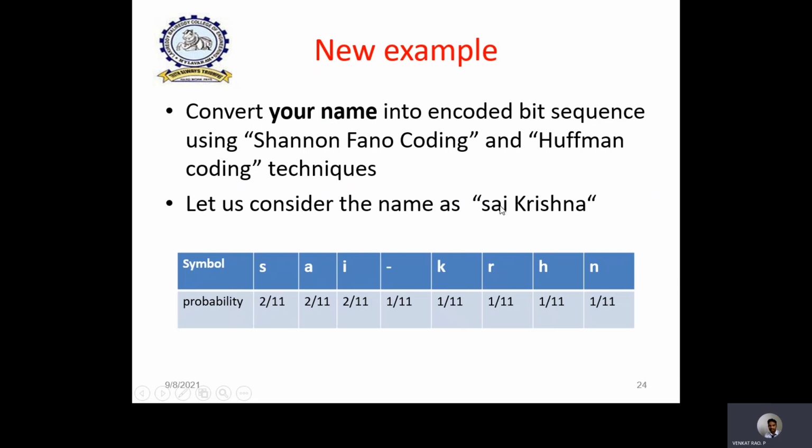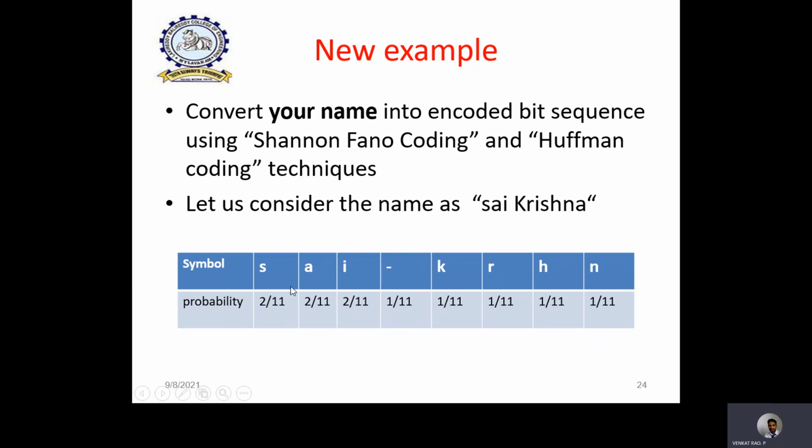Next, A is again repeated 2 times, so 2 by 11. I is also repeated 2 times, 2 by 11. And K and all the remaining symbols occur only 1 time, so that is 1 by 11, 1 by 11, and so on. If we do it like this, then it is very easy to implement Huffman coding. If you observe this table, the procedure will be the same as we already explained in the previous example. You can easily implement Huffman coding or Shannon-Fano coding according to these symbols and probabilities.